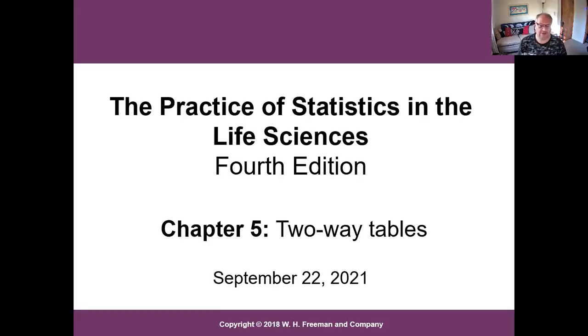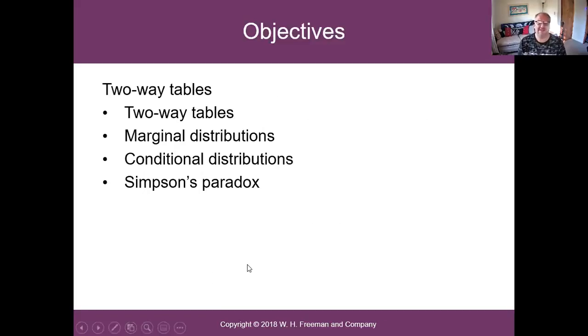And today we're talking about two-way tables. We're going to focus on 4 important objectives today. We're going to talk about two-way tables and what they are and how to use them and what the point of them is. We're also going to talk about marginal distributions and conditional distributions. And then we're going to touch on Simpson's paradox and talk a little bit about what that is.